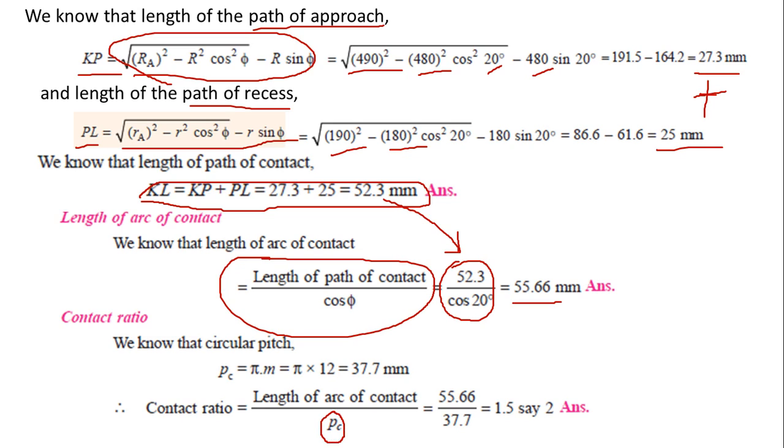So PC is nothing but pi into m. So for that you should use that circular pitch formula, pi into m. So already module is known to you. So pi into 12 you get 37.7. So substitute that value here and you can calculate. So contact ratio you get 1.5 something. So let us take it as 2. So you get the contact ratio value.